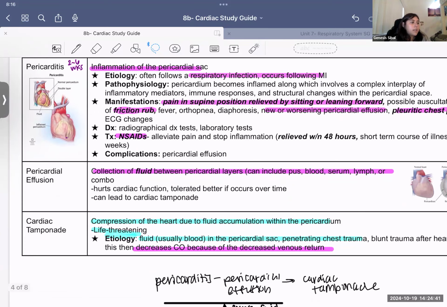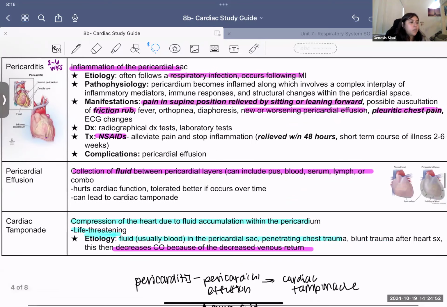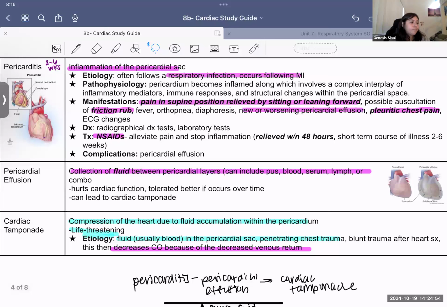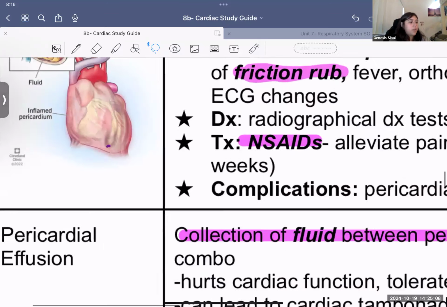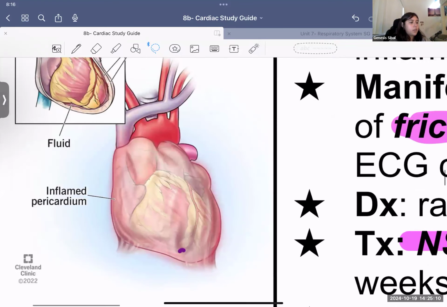For pericarditis, inflammation of the pericardial sac. So again, this is kind of talking about some type of infection, right? Because we're talking about itis. Occurs following MI, usually is going to be seen through this. And so really with the patho for this, the pericardium becomes inflamed. The complex inflammatory mediators are basically involving themselves, and then you're going to have immune responses and you're going to see structural changes. So that's why you end up seeing the inflammation through that.